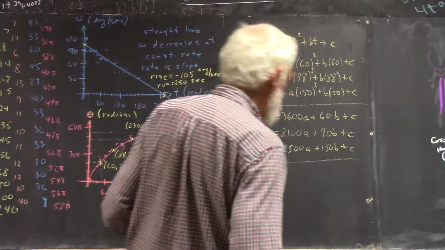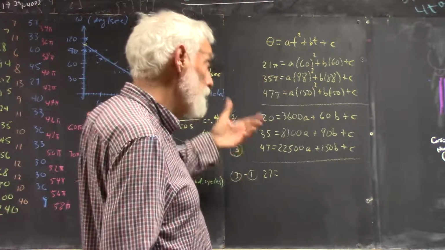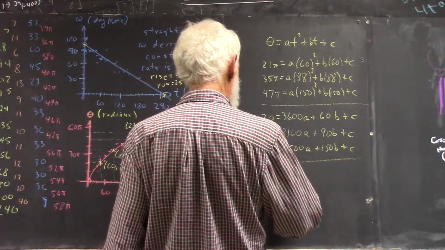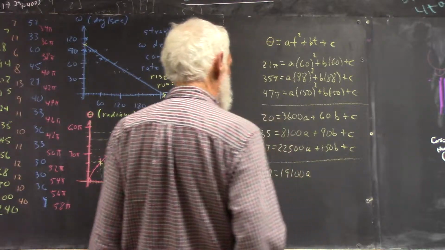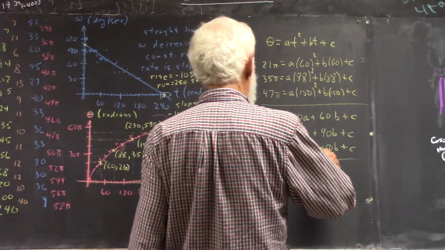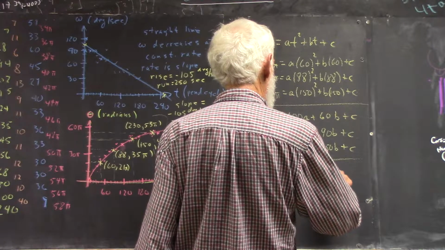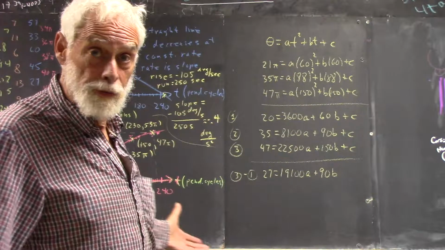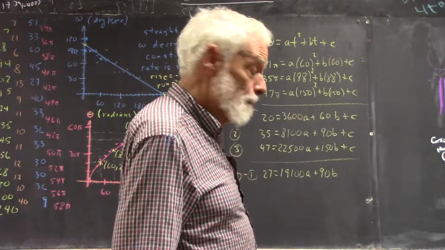22,500 minus 3,600 is what? Well, 22,500 minus 4,000 is 18,500. 600 more is 19,100. Now there's where I might have made a mistake. I'm not even going to check myself. You can check me. 150 minus 60 is 90. And C minus C is 0. So we've eliminated C from these two equations.